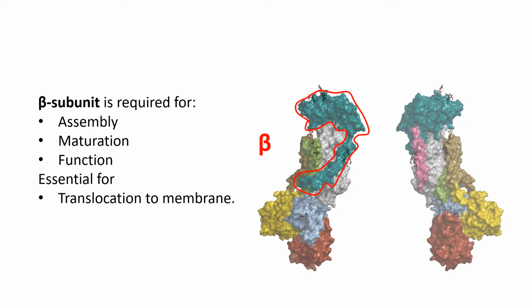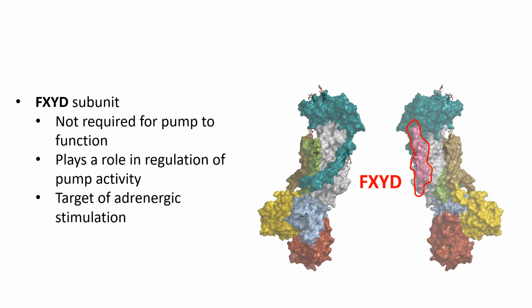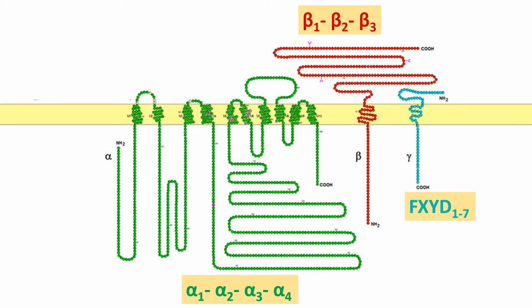Beta subunit doesn't contribute to ion transport, but it's required for assembly, maturation, and function of pump. It's also essential for the translocation of the mature pump to the plasma membrane. The FXYD subunit is not required for pump function, but it plays a major role in regulation of pump activity, and it's a target of adrenergic stimulation.